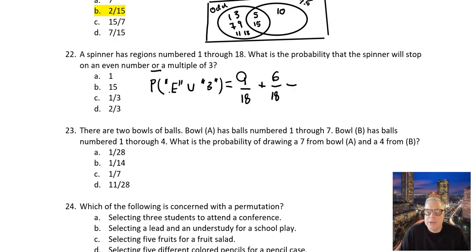But now how many did we count twice? So which one is even and divisible by 3 or a multiple of 3? So that's the 3, but that's not even. So it's the 6, the 12, and the 18. So minus 3 over 18. So it's 9 plus 6 minus 3, 12 over 18. Or we divide by 6, 2 over 3.